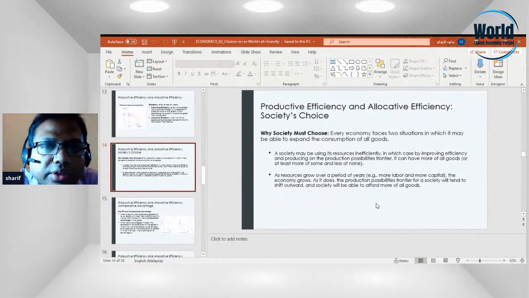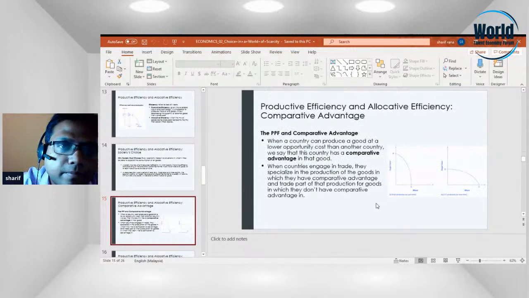Why must society choose? Every economy faces a situation in which it may be able to expand the consumption of all goods. A society may be using its resources inefficiently, in which case, by improving efficiency and producing on the production possibility frontier, it can have more of all goods. As resources grow over a period of years, the economy grows. As it does, the production possibility frontier for a society will tend to shift outwards, and society will be able to afford more of all goods.